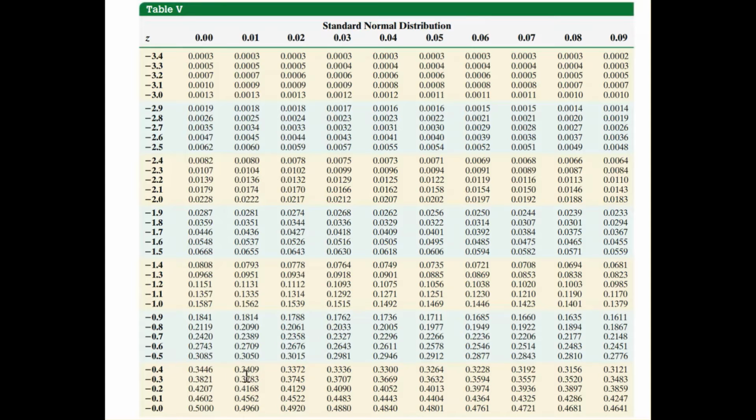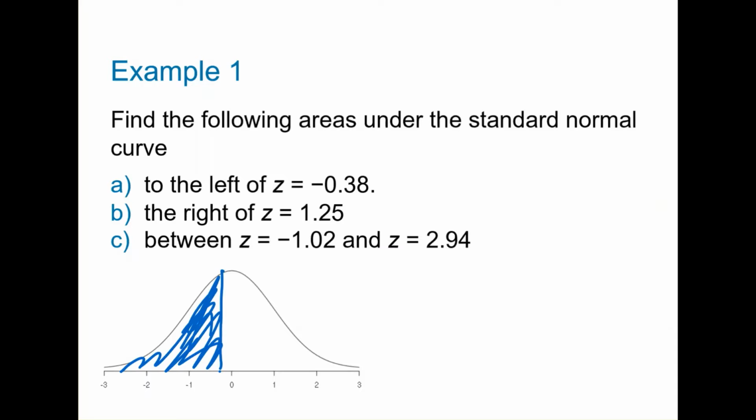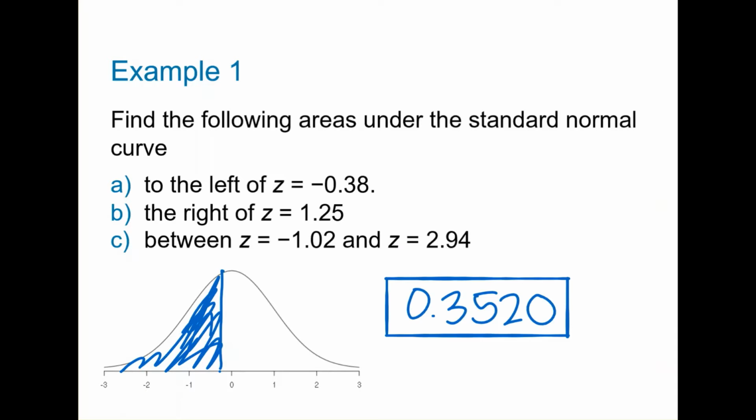First we find negative 0.3 and then we go under 8 and we get 0.3520. We find that the area to the left is 0.3520. And this represents the area to the left of z equals negative 0.38.